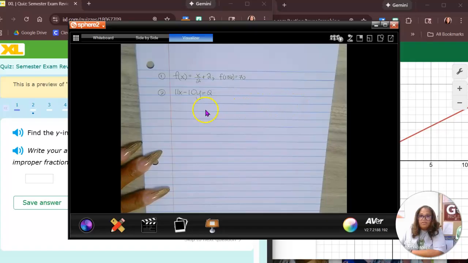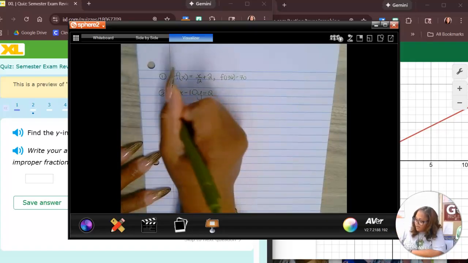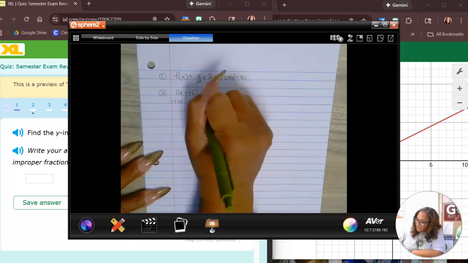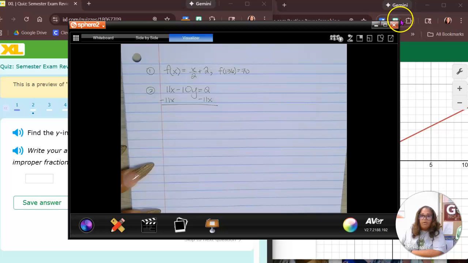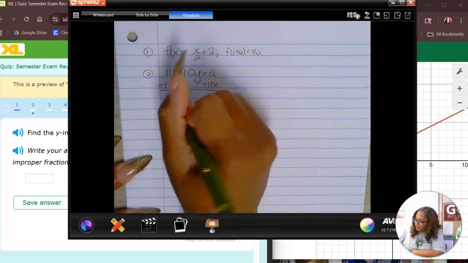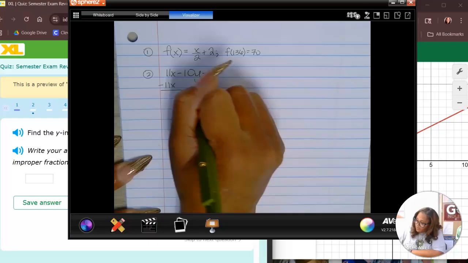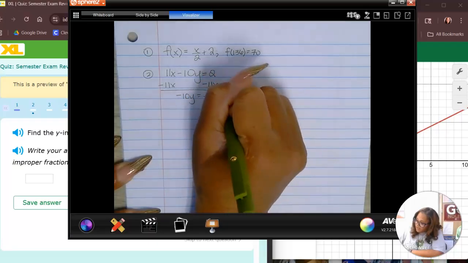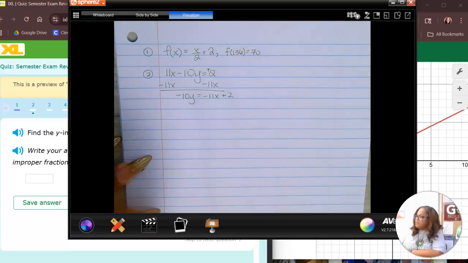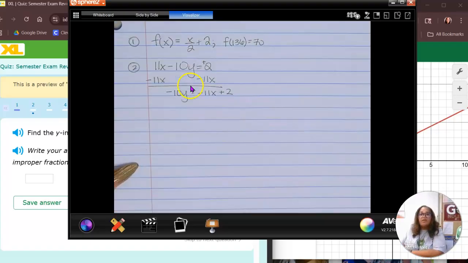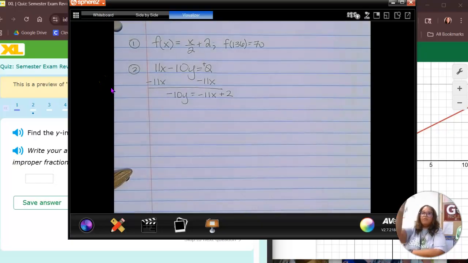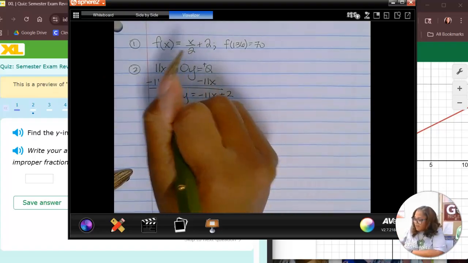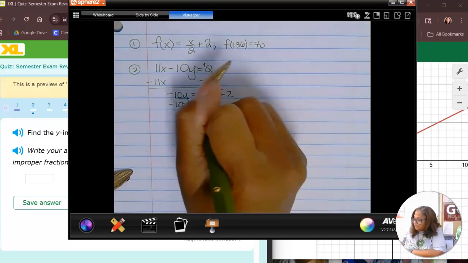This is very important. You guys have to solve for y. So subtract 11x from both sides. Then you bring down negative 10y equals negative 11x plus 2, because this is a positive 2. Can you see that? Are you writing this down? You should be writing this down. Then divide everything by negative 10.